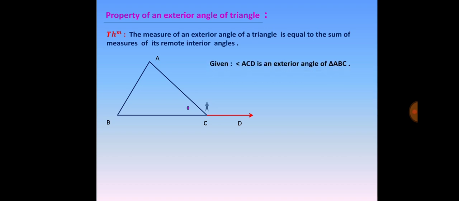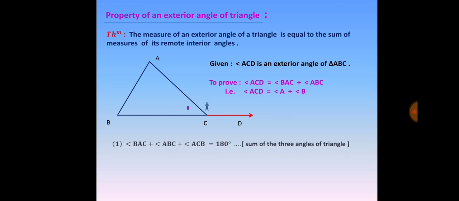With the help of that figure, we write the given, that is, information about the figure. Angle ACD is an exterior angle of triangle ABC. Now we have to prove that our claim is that exterior angle ACD is equal to the sum of the measures of the remote interior angles, that is, BAC plus ABC. Therefore, we have to prove that angle ACD is equal to angle A plus angle B. Now, how to prove this? We give it step by step with reasons. It is called a proof.